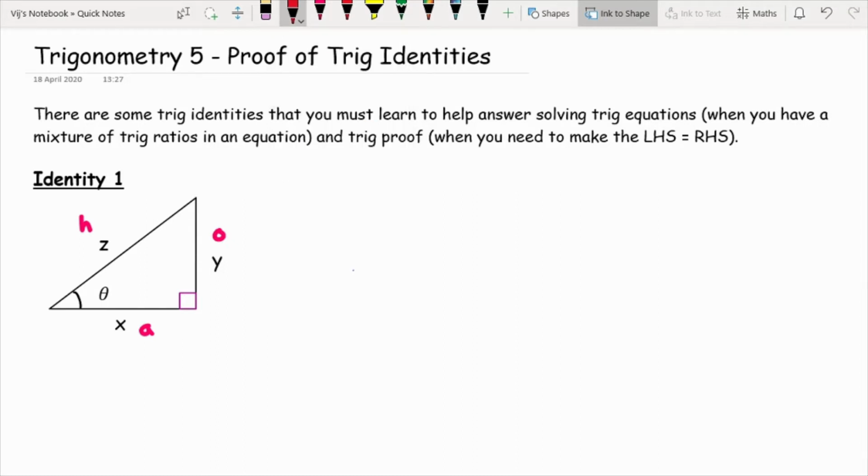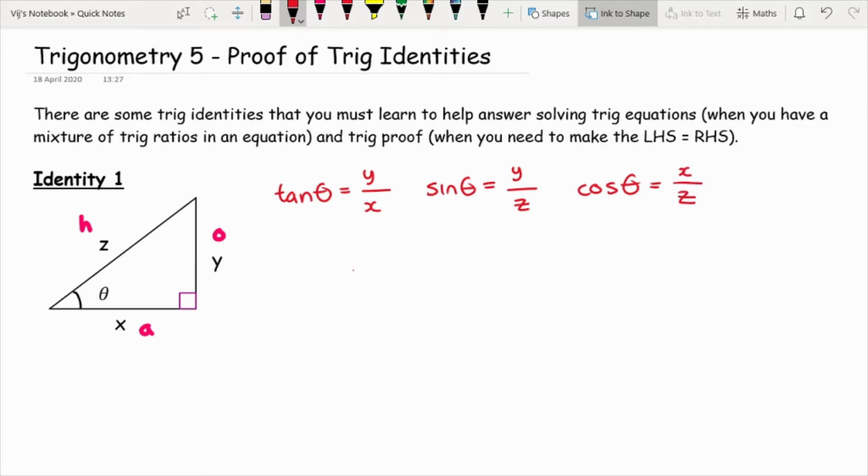So tan theta is opposite over adjacent, which is y over x. Sine theta is going to be equal to opposite over hypotenuse. Oh, I've gone for the opposite, I should write the letters. So our opposite in this case is y over the hypotenuse, which is z, and cos theta is equal to adjacent over hypotenuse, so that's going to be x over z.